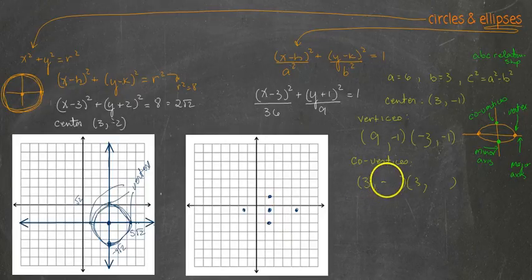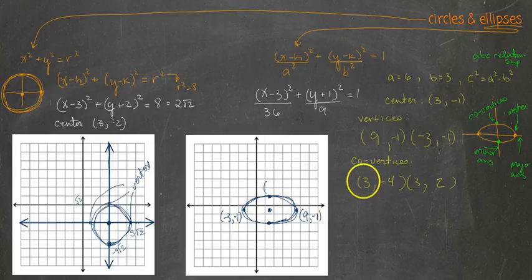3, -4, and 3, 2. And so now I actually have, and I'm sure I won't do any better job with my ellipse, well, slightly better, I guess, than I did with my circle. And I can say that my vertices are at 9, -1, -3, -1. My co-vertices are at 3, -4, and 3, 2.